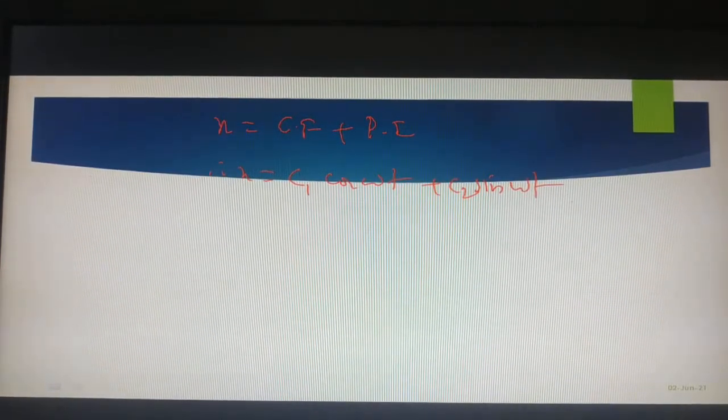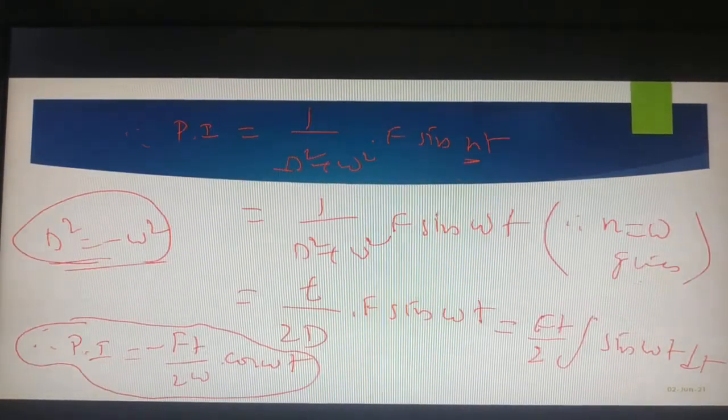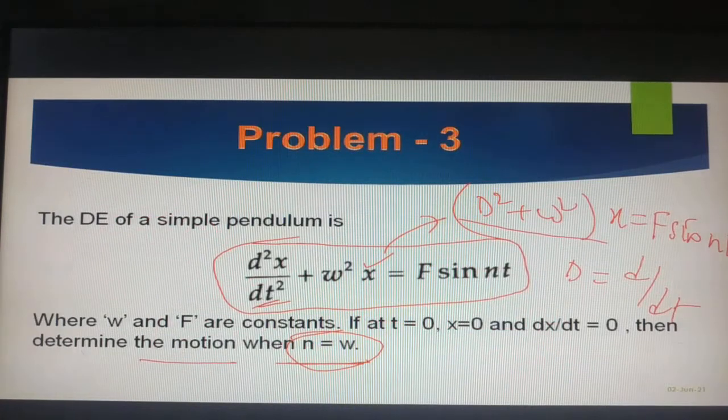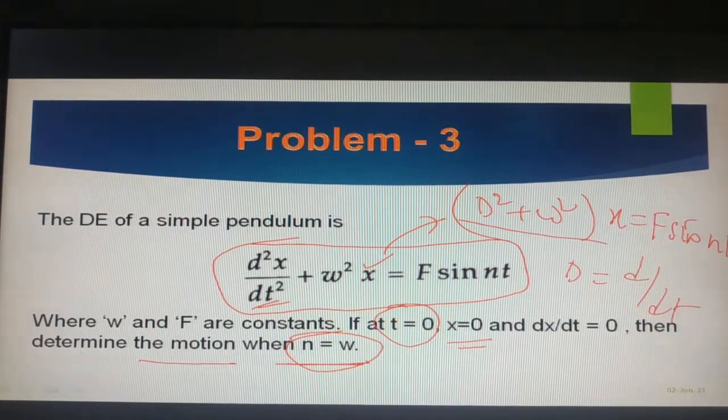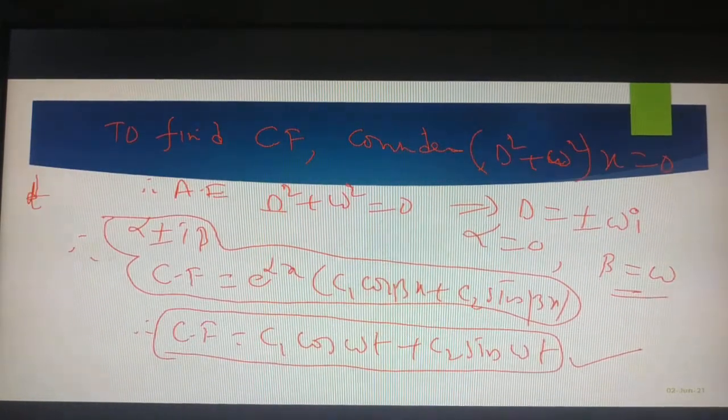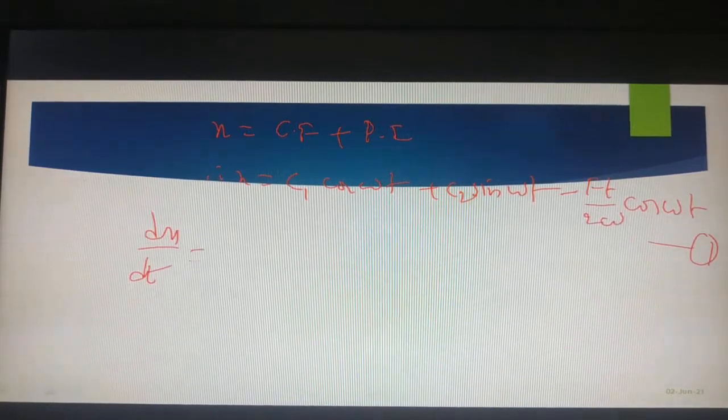C1 cos omega t plus C2 sin omega t plus the particular integral, which I got, minus ft by 2 omega cos omega t. So this is your equation 1. In this problem also, as usual, they have given initial conditions: when time t is equal to 0, x is 0 and dx by dt is also 0. So we have the x equation, and we will find dx by dt.